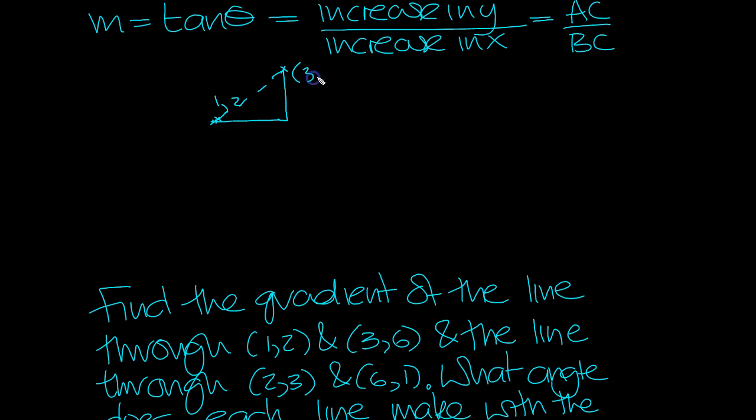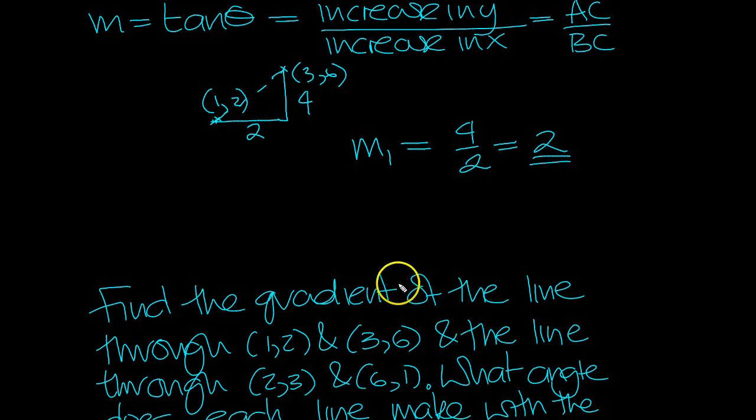And this was 3 and 6, wasn't it? So the increase in y, how much do you go up vertically? We go from a height of 2 to a height of 6, so that's an increase of 4. And the amount you go along, the increase in x, is the difference between 3 and 1, which is 2. So we'll call it m1 then. The gradient of this line, the first line, is going to be the increase in y divided by the increase in x, 4 over 2, which is 2. Now the second line goes through 2, 3 and 6, 1, so let's mark that.